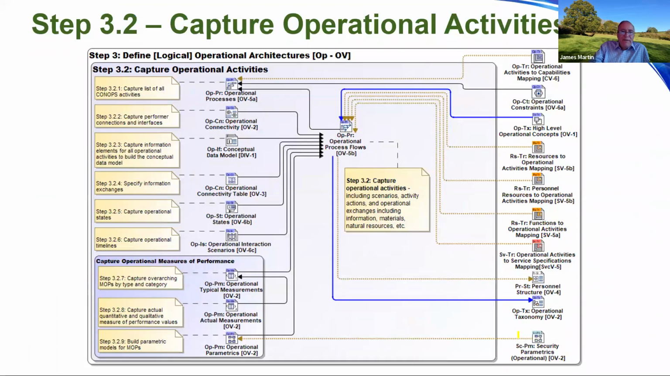The second step is dealing with the operational activities. So here's the main view, operational process flows, OV5B. And here are the subordinate views. Of course, you don't have to do all these views, you just do the ones that are relevant. And you also have to decide not just which views, but what data you need to populate those views.